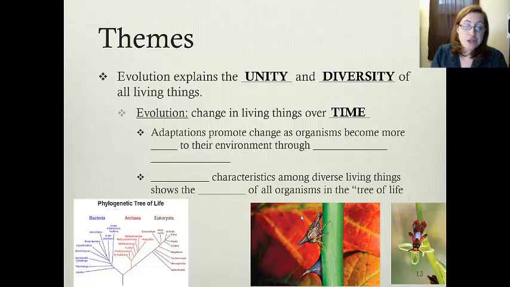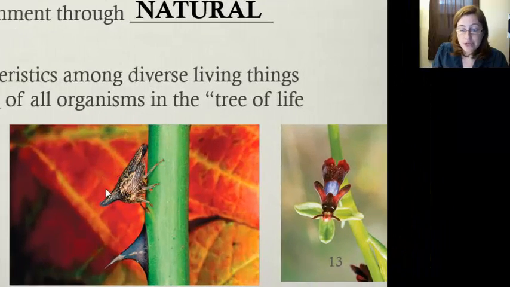One of the pressures that's causing these changes over time is the environment. And so what's going to happen is organisms are going to become more fit to their environment through natural selection. So the best example I can show you here is, let's take a look down here. This is an insect, and this is not an insect. This is actually the thorn on the side of a stem of a plant. Do you notice anything about these two? Yeah, they look really similar.